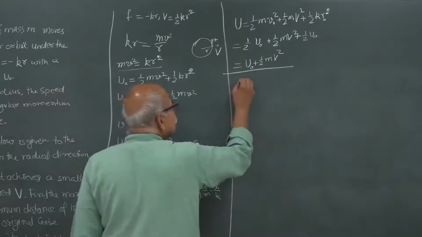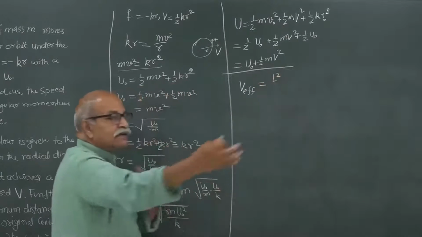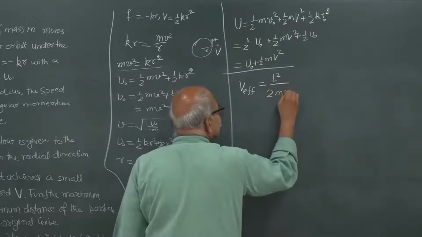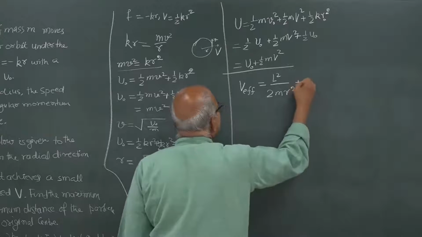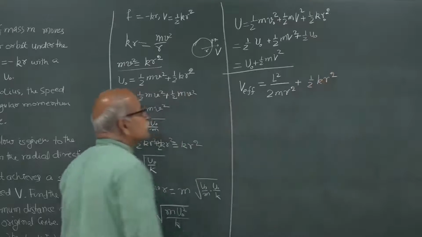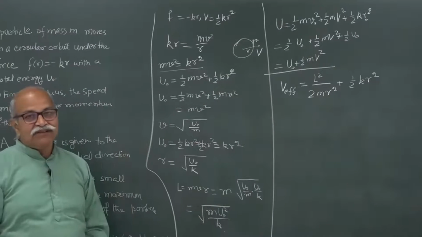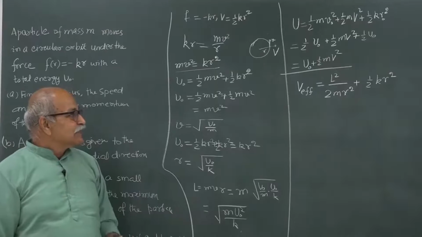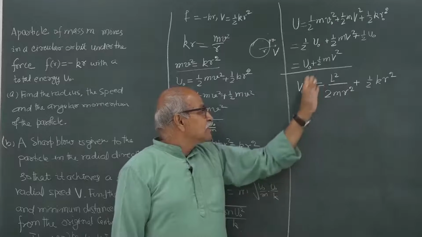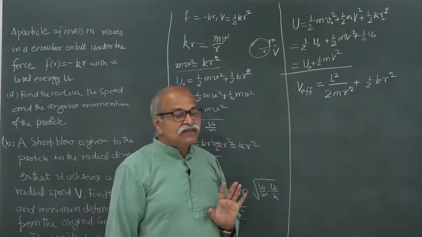What is that effective potential now? V effective is L square by 2 m r square, now I am going for a general r in this motion, and then plus the potential energy half k r square, right. After the blow, it is going in some path in the xy plane, and in that situation this is the actual potential energy, and L square by 2 m r square is that term which is coming, and then this is the effective potential energy.